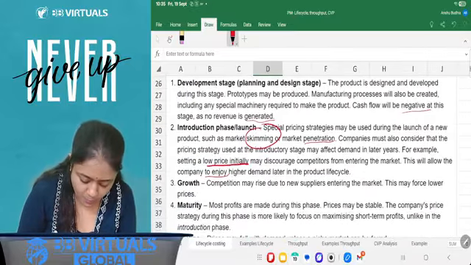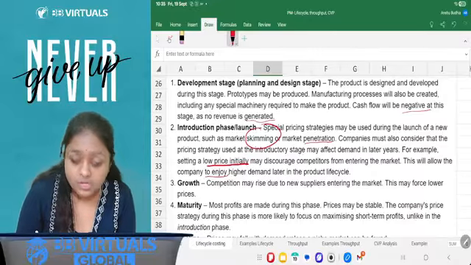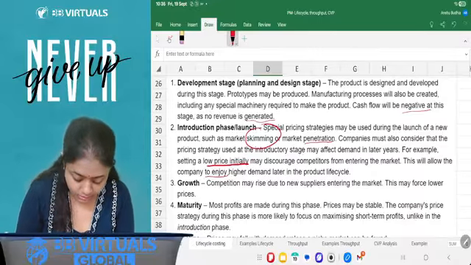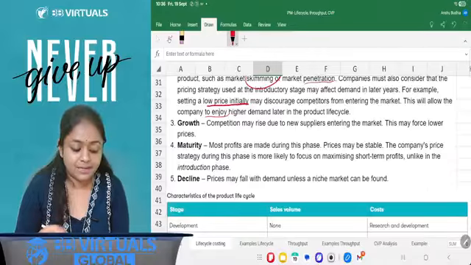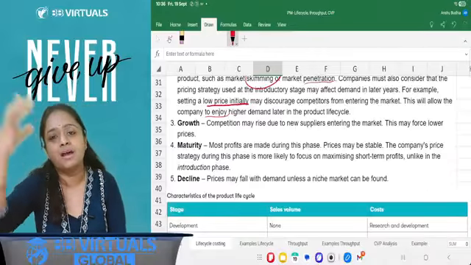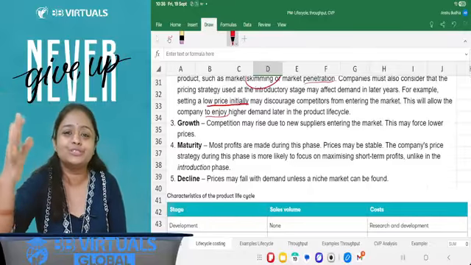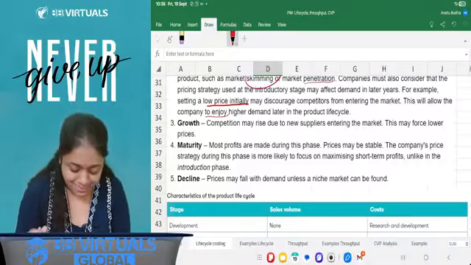Okay, setting a low price initially may discourage competitors from entering into the market. And what will this do? This will make them have higher demand in the future. Geo, my friend, it is that example.